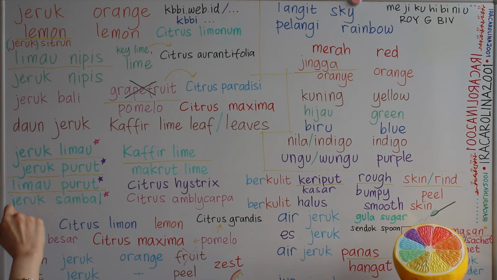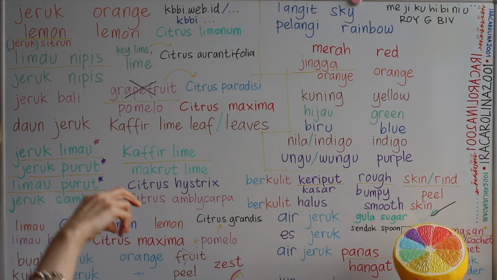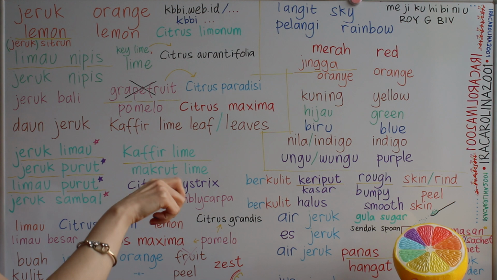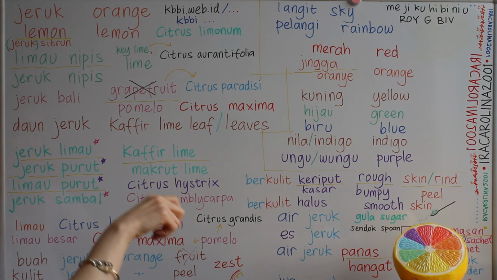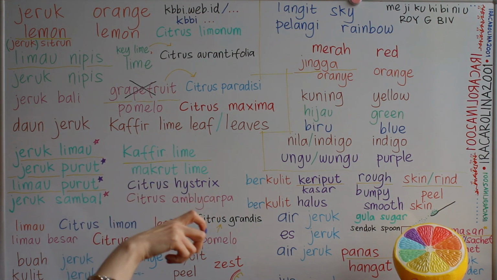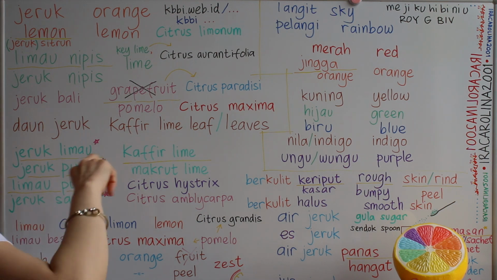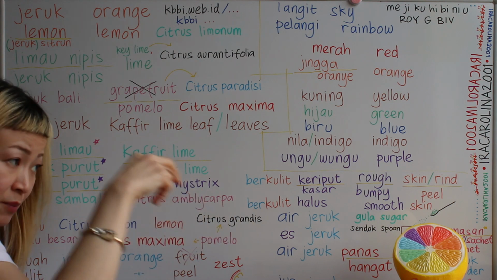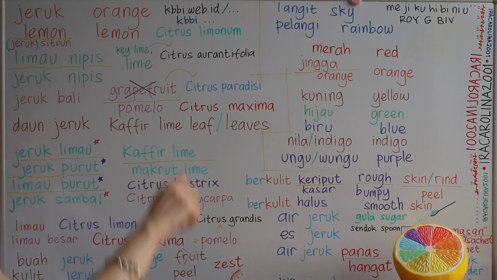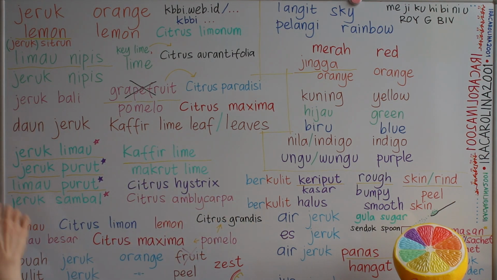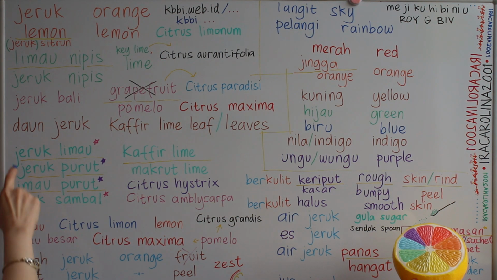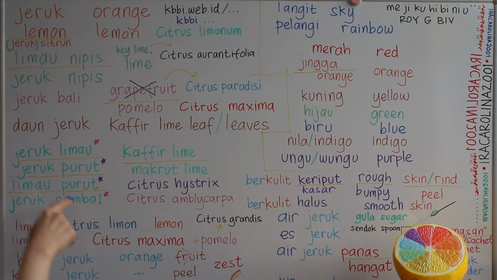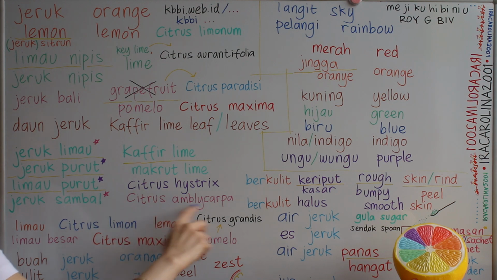Jeruk limau or jeruk sambal is the small orange that we pour on top of some soup or on top of grilled fish, or when you make sambal or hot chili sauce, chili paste, sometimes you also use it. That's why we call it sambal. So, jeruk limau or jeruk sambal, Citrus amblicarpa.